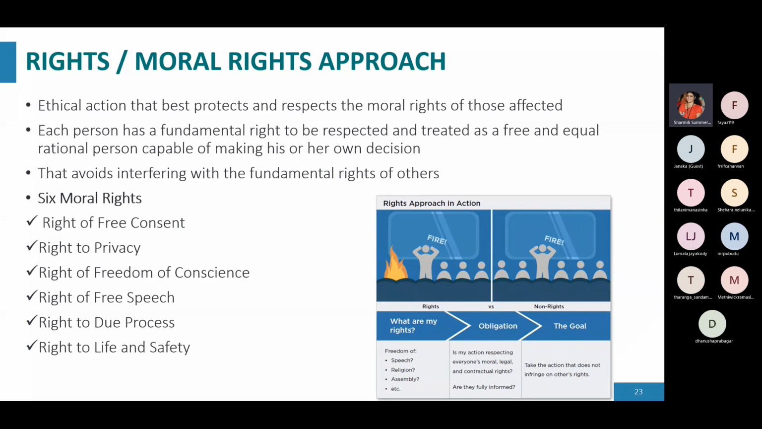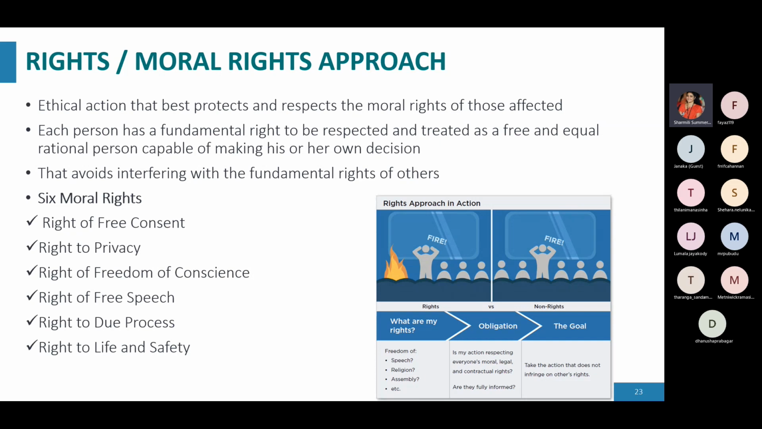Normally the six moral rights begin with the right of free consent. Free consent means without any compulsion or third-party intrusion, each and every person is free to decide. If I need this treatment, I can say yes and approve the consent. If I don't like the treatment, then I can withdraw that consent.